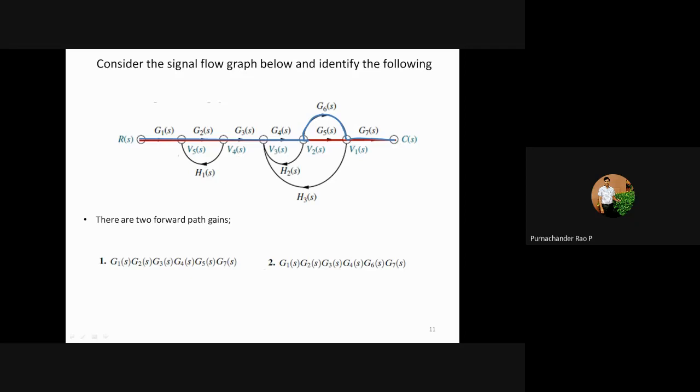Whenever you are solving the signal flow graph, the first thing we have to take is the forward path gains. Forward path gains we have to consider. Then, is there any other possibility of paths?